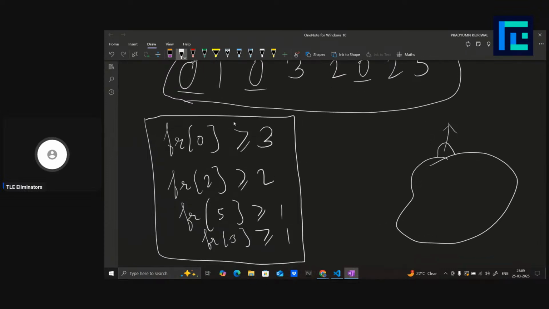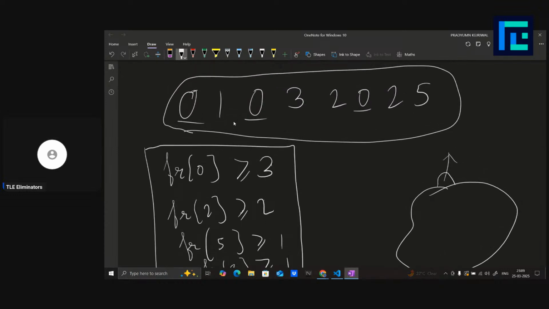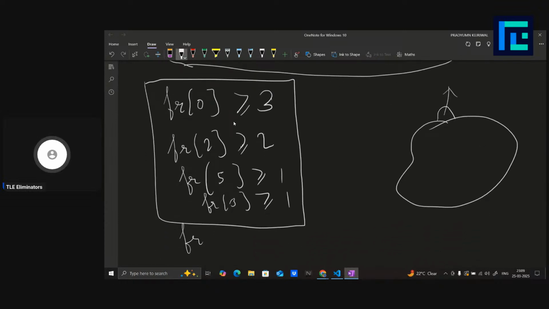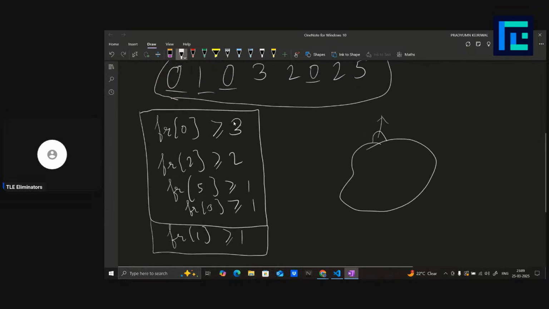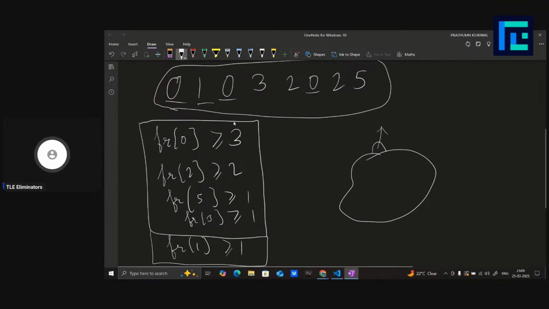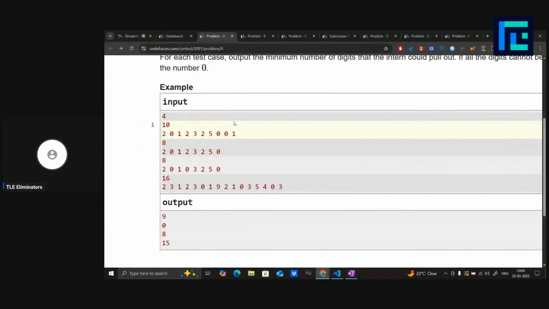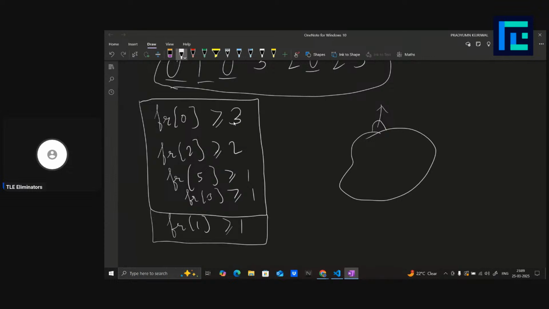Okay, I think this doesn't add up. 3 plus 2 is 5 plus 7, but these are 8 digits. So what am I missing here? 3 zeros, 2 twos. Okay, yeah, one also. So the frequency of 1 should be greater than or equal to 1, right? So these are the conditions that you need to satisfy. So just iterate through the array and check whether these 5 conditions are satisfied or not.